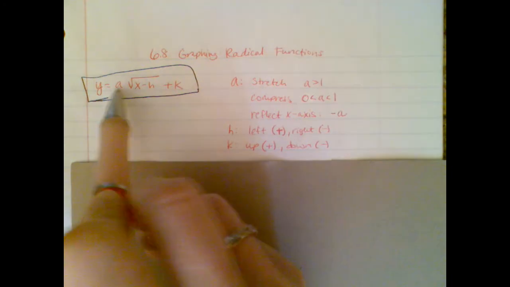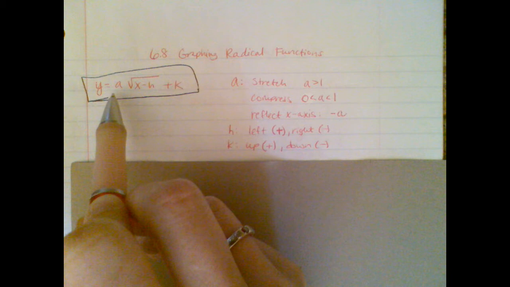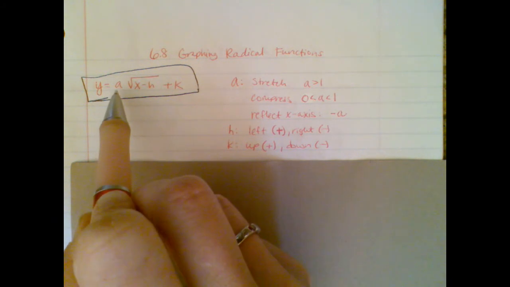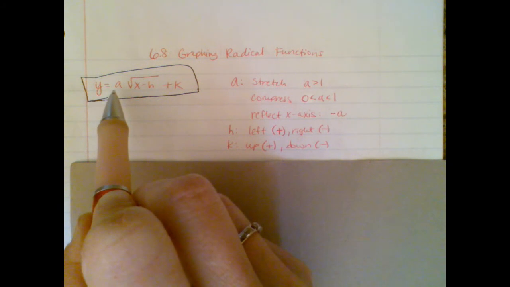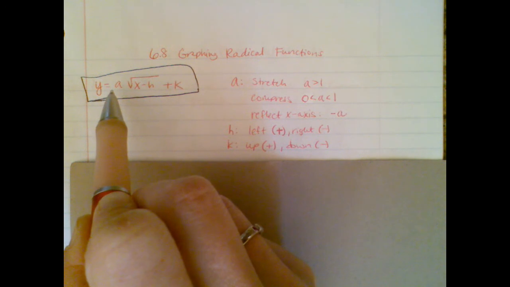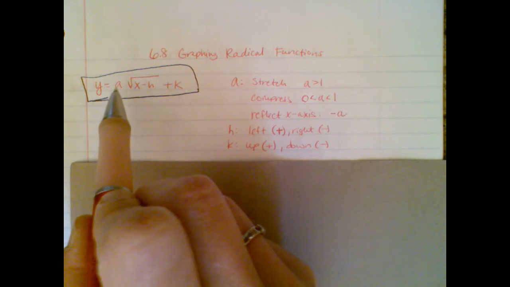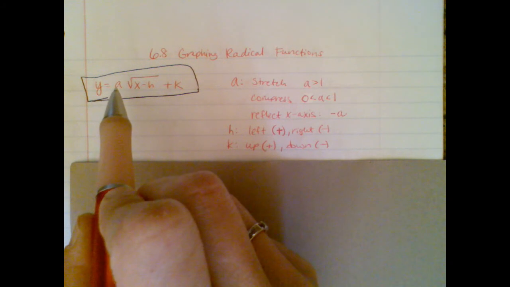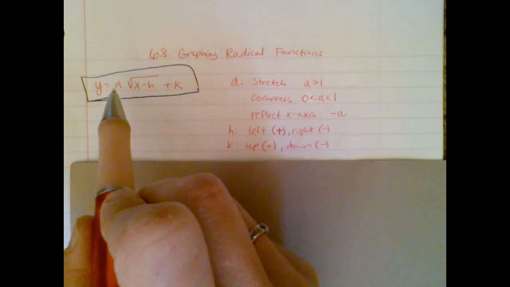So this A out front is in charge of stretching or compressing or reflecting across the x-axis. So if the A is a number greater than 1, it is stretching it. If the number for A is between 0 and 1, it is compressing it. And if that A is negative, then it's reflecting it across the x-axis. So if that number in the A spot was -5, then negative would mean it's reflecting it across the x-axis, and the 5 itself would mean that it's stretching by a factor of 5. So there would be two transformations.